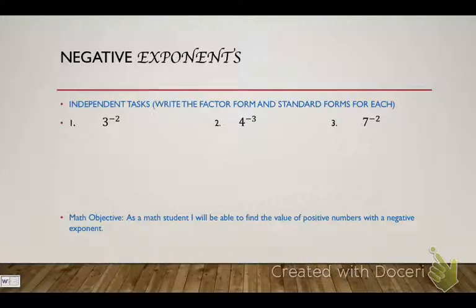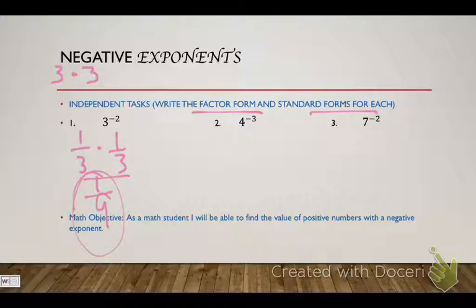Now, I hope you didn't just sit there and wait for me to tell you the answers. I wanted you to actually do it. It says write the factor form and standard form for each of these, all right? So we got 3 to the negative 2. Remember, that's like saying 3 times 3 if it was a positive 2. But it's negative, so we want to write the reciprocal. 1/3 times 1/3. Or 3 times 3 is 9, and 1 times 1 is 1. Congratulations, ladies and gentlemen, you got the answer, 1/9.